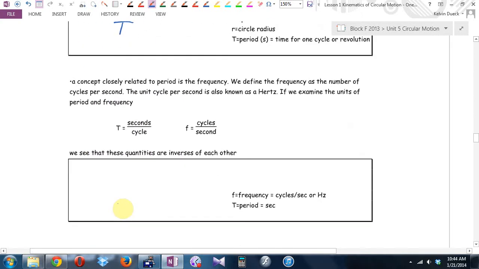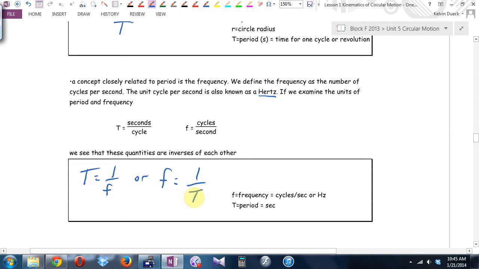By the way, a concept closely related to period is the frequency. We define frequency as the number of cycles per second. So period is how many seconds for one cycle. Frequency is how many cycles for 1 second. They're reciprocals of each other. Frequency is measured in hertz, symbol Hz. And the period is 1 over the frequency. Also, the frequency is 1 over the period. What I'm saying is if you know one, you know the other one.